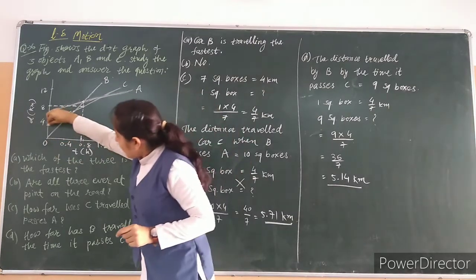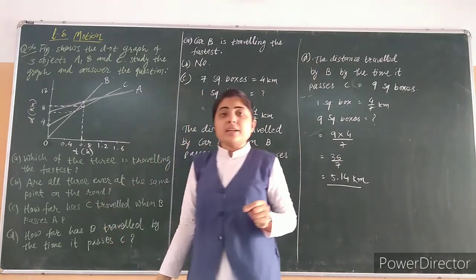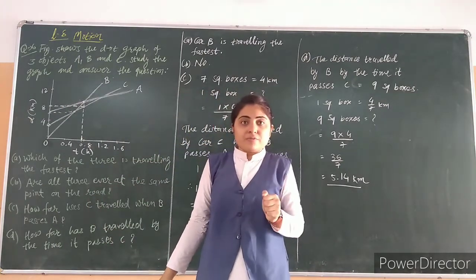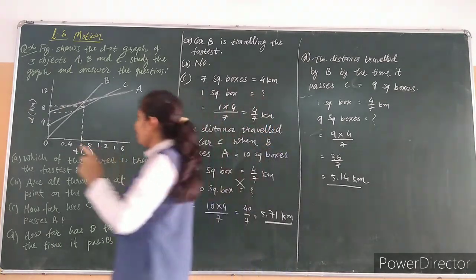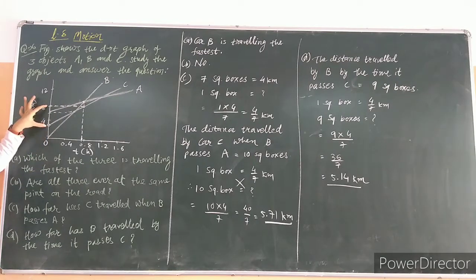Car C, at the initial time, is already at some distance from the reference point. So we need to find how much distance C has traveled from the initial point to this point. At this time C is reaching here, but it has traveled from here. So we need to find this much distance. So it is not the A.